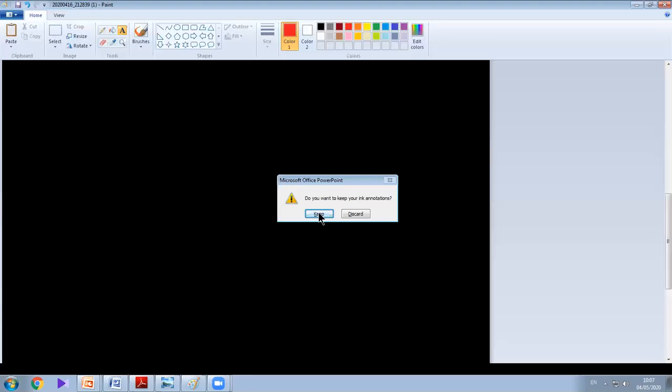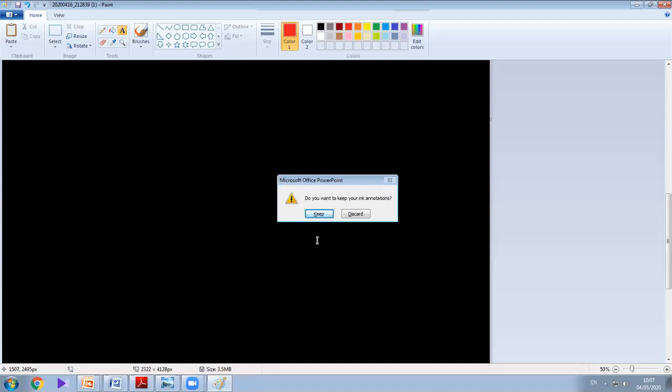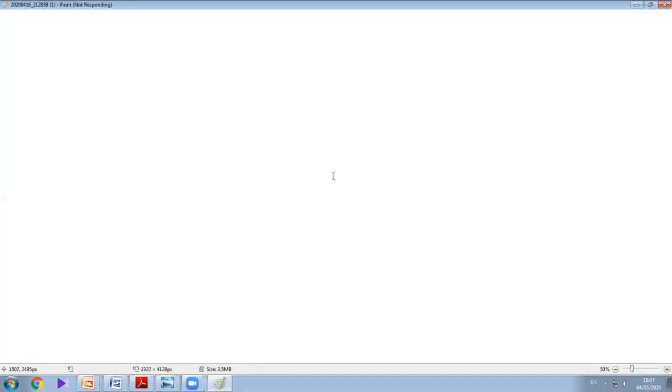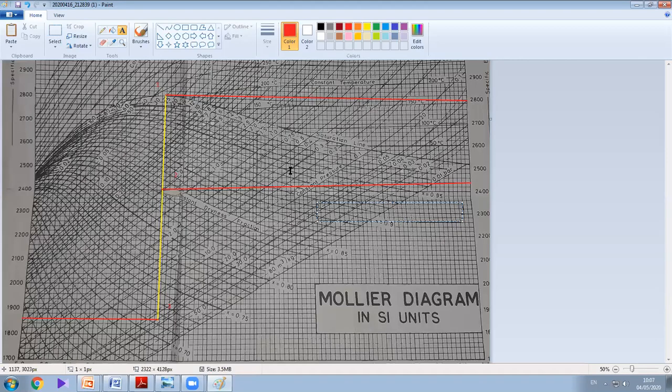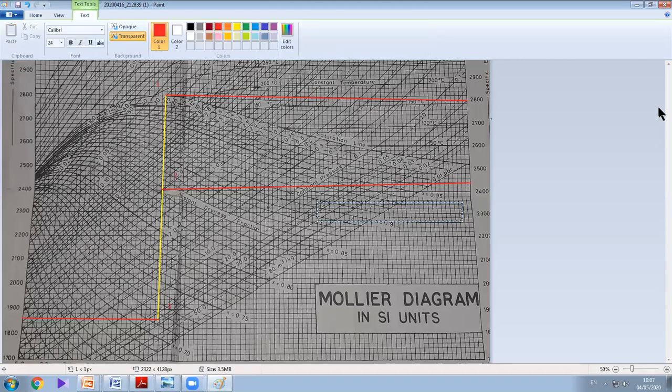How to get the values from the Mollier chart. There are only 5 minutes, so I will just show you very quickly. See here, the boiler pressure given is 30 bar. You need to see this 30 bar line, and it is in the dry state.